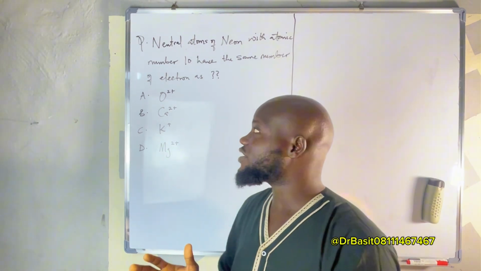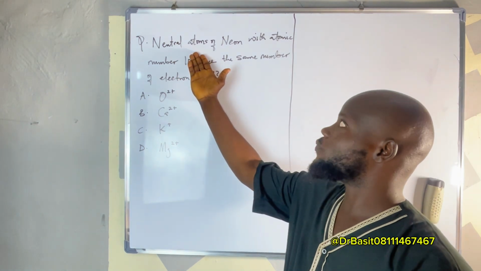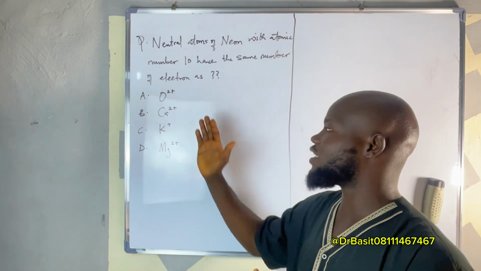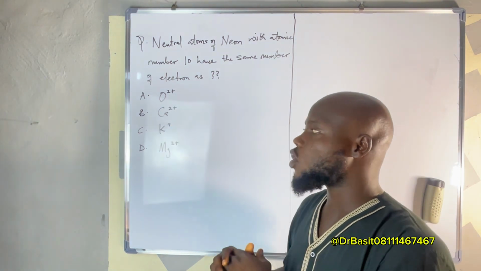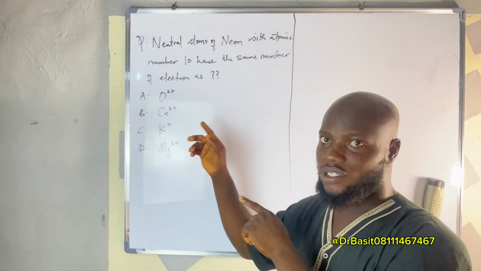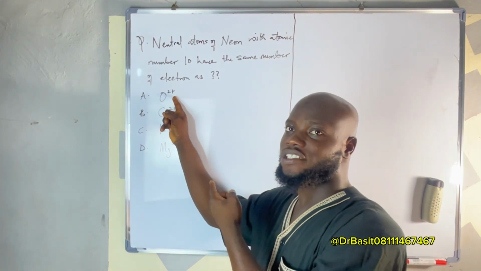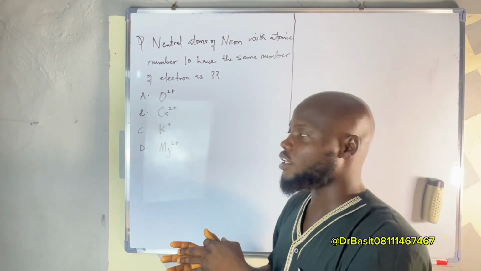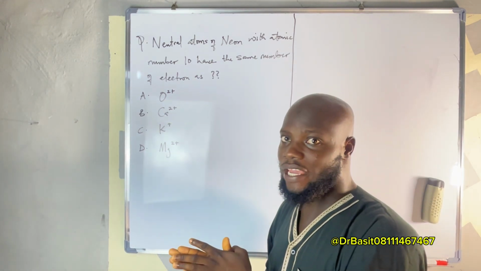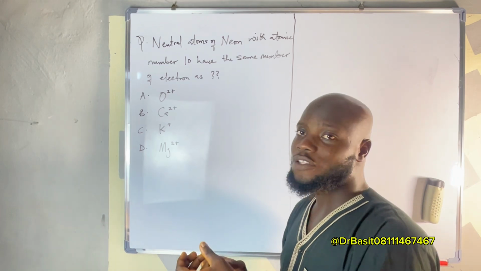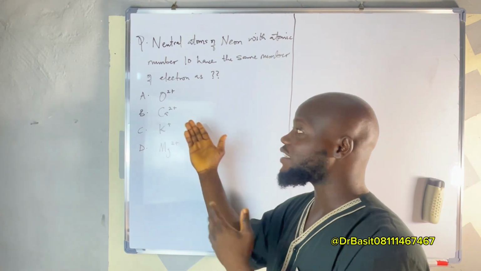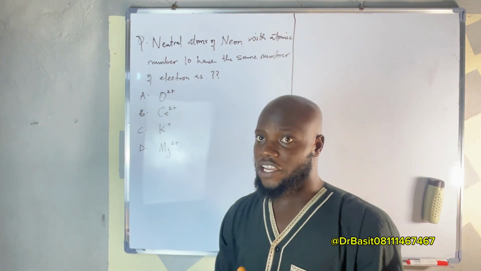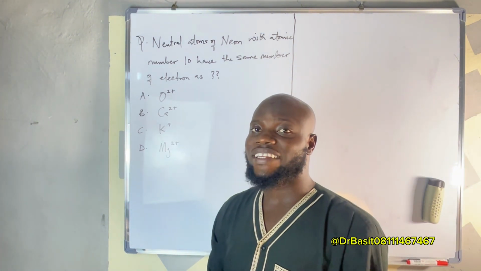Okay, so the question says, neutral atoms of neon with atomic number 10 have the same number of electrons as: A, oxygen ion. That's an ion. When you see any charge on an element or on an atom, it is no longer an atom. It will become an ion. I told us that an ion is an atom that possesses a charge, either a negative charge or a positive charge. And I also told us that we have two types of ion: we have cation and we have anion.